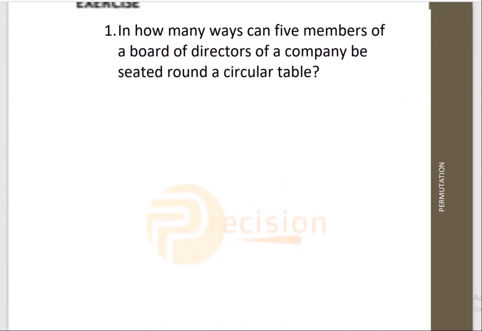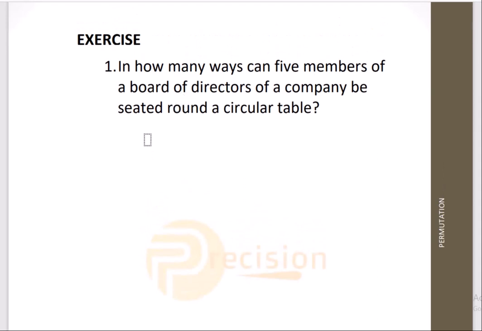Exercise one says, in how many ways can five members of a board of directors of a company be seated around a circular table? Before we go ahead to solve this, we need to take note of some information. We are talking about a circular table, so a circular object, not a ring. So let's go ahead and solve this. Remember the formula we're going to use.